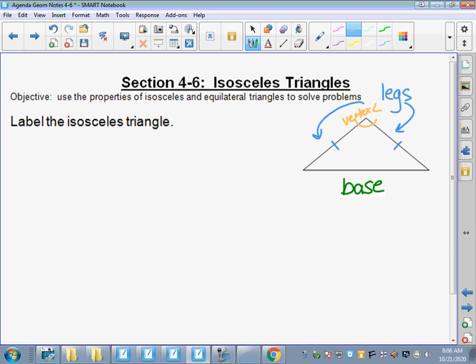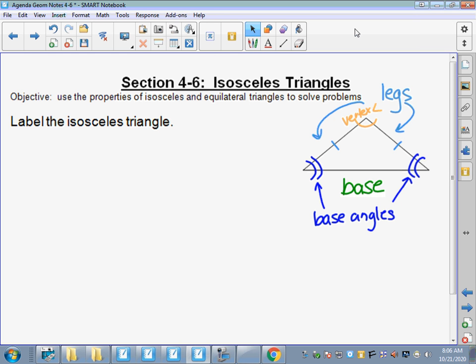And then the base angles are the angles that are along the base where the legs connect. I'll mark those with a double arc. The only reason I want to say that is sometimes in a word problem I might say, oh, I've got an isosceles triangle, the legs are, and so you need to know that those are the two congruent sides. So just a little bit of refresher on those things.